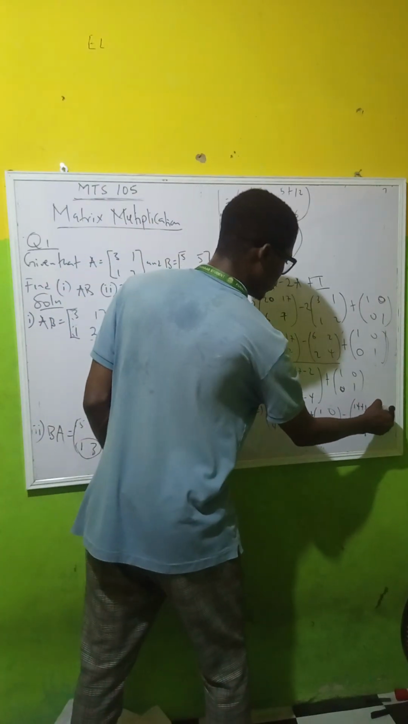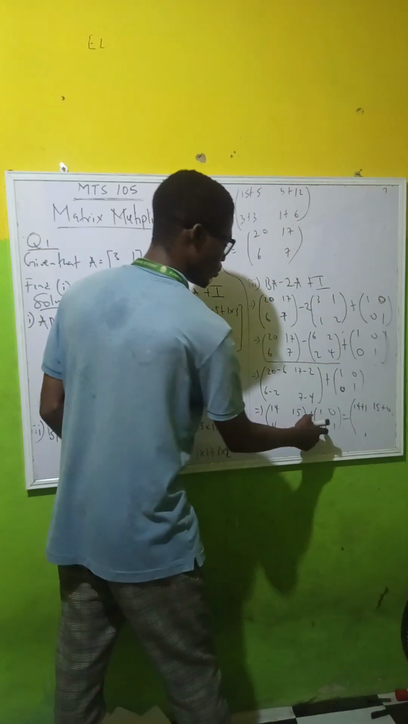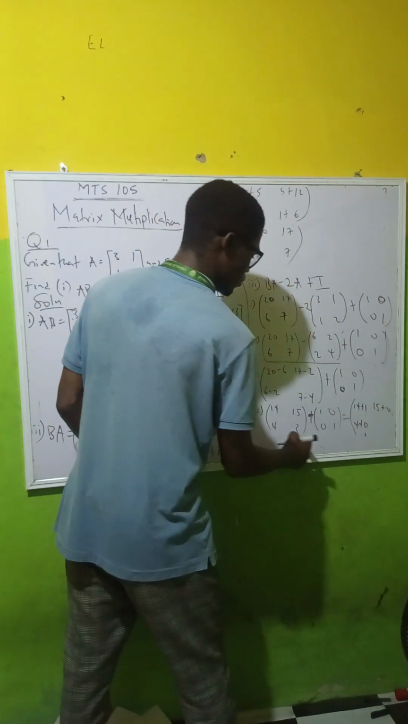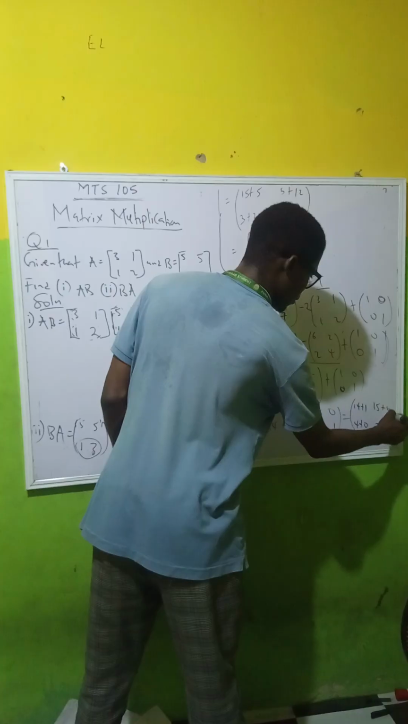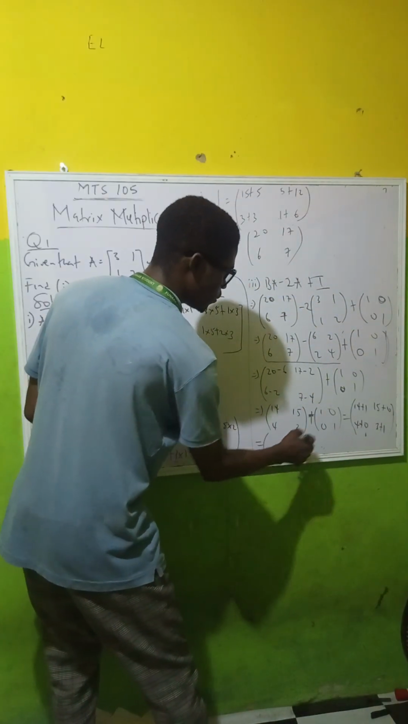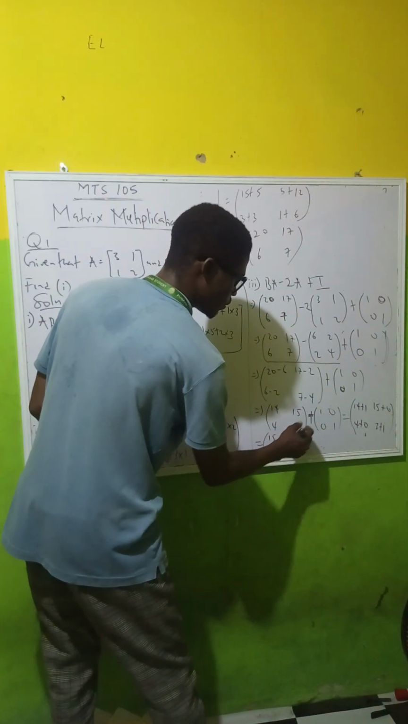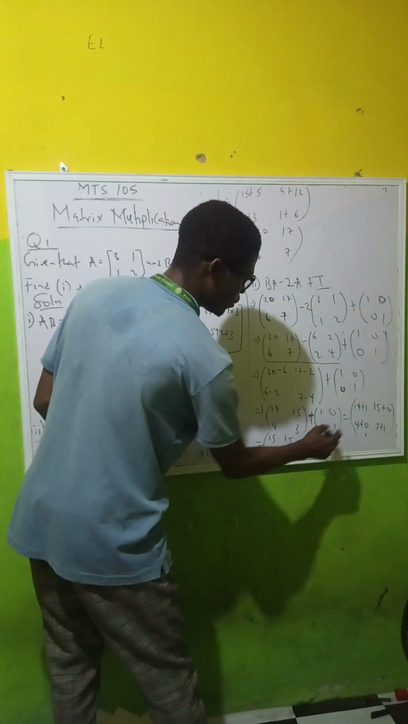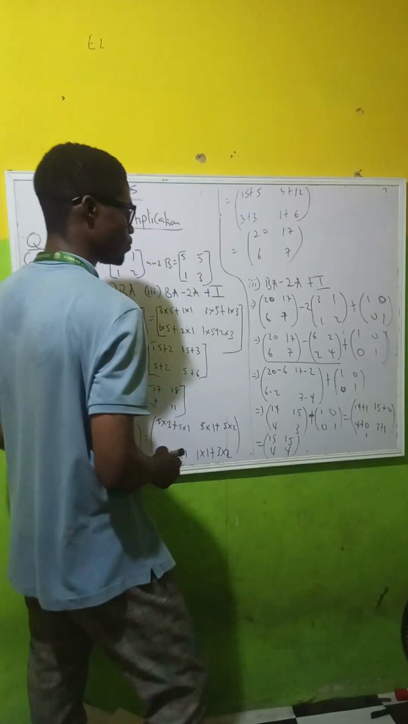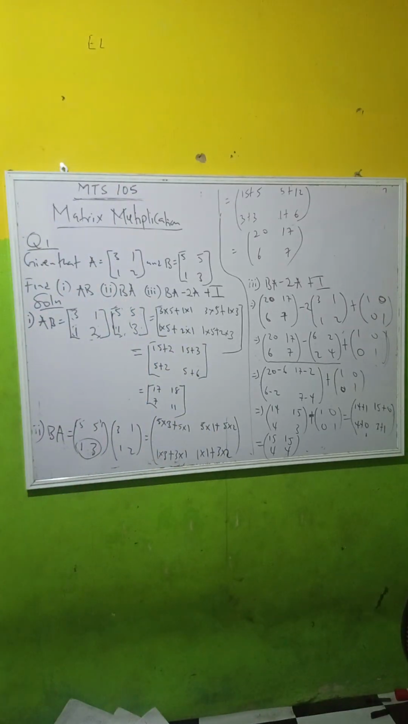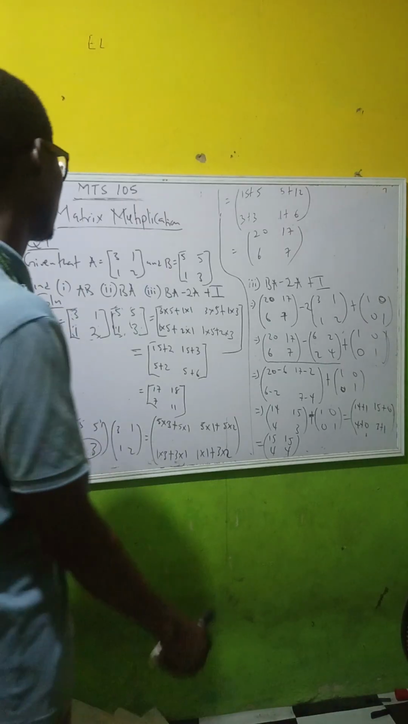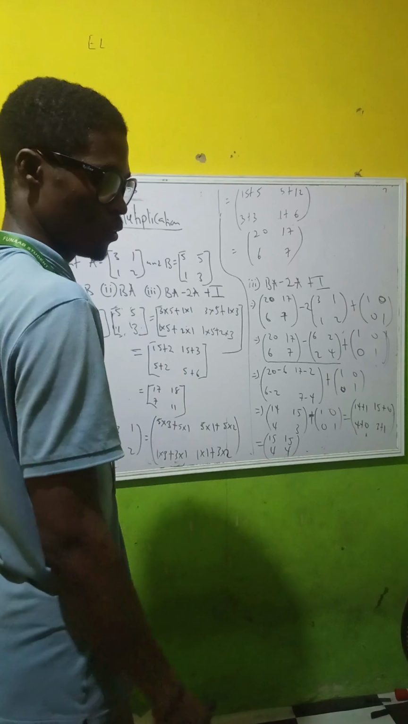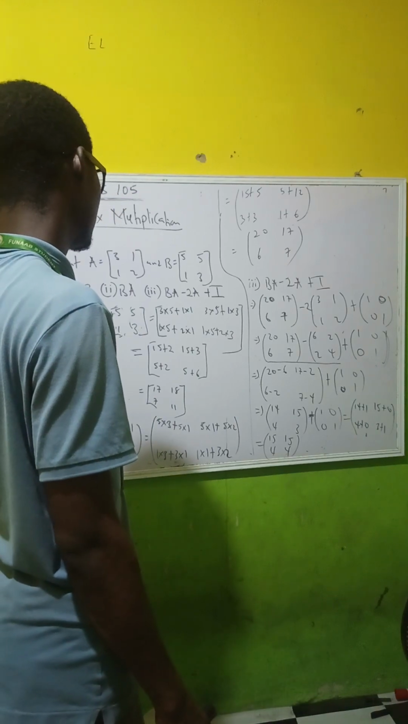So that will be 14 plus 1, 15 plus 0, 4 plus 0, 3 plus 1. Right? So at the end of the day, 14 plus 1 is what? 15. 15 plus 0 is 15. 4 plus this is 4. This one is 4. So that is our final answer. So that is all about multiplication of matrix.